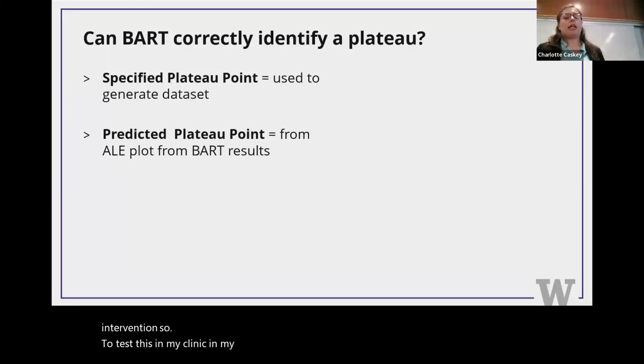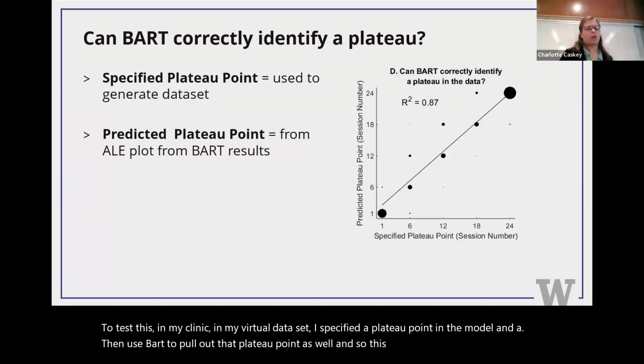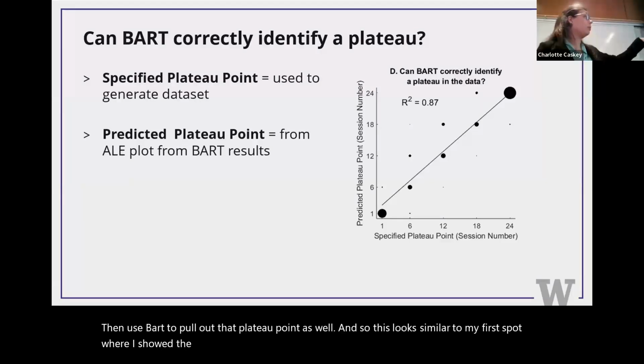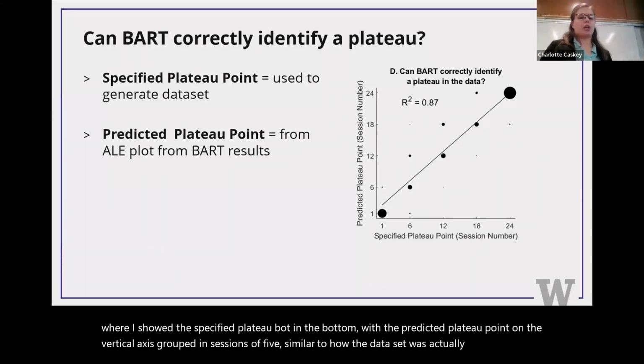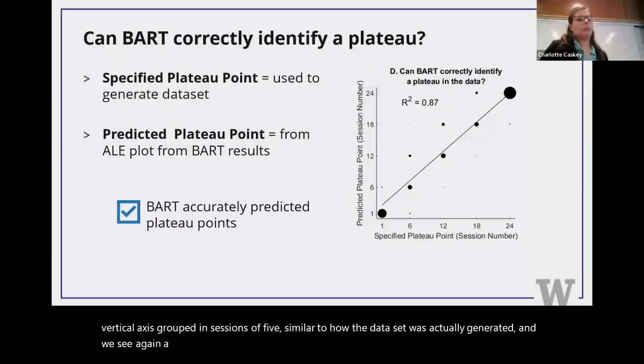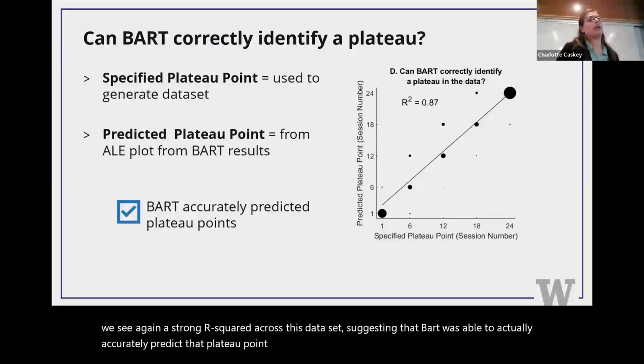virtual data set, I specified a plateau point in the model and then used BART to pull out that plateau point as well. This looks similar to my first plot, where I showed the specified plateau point on the bottom with the predicted plateau point on the vertical axis, grouped in sessions of 5, similar to how the data set was actually generated. And we see again a strong R squared across this data set, suggesting that BART was able to accurately predict that plateau point and handle nonlinearities in the data set.